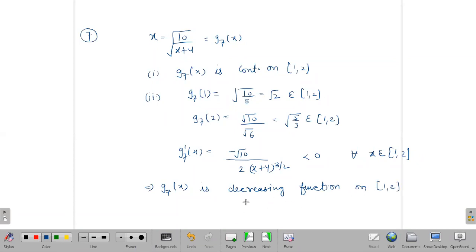So now this function is a decreasing function, it means at 1 you are getting the maximum value, at 2 you are getting the minimum value. So the maximum value of G7 will occur at G7 at 1. That is only the boundary point that we have already discussed, that belongs to [1, 2]. And the minimum value is G7 at 2, that belongs to [1, 2]. So this implies G maps into itself.